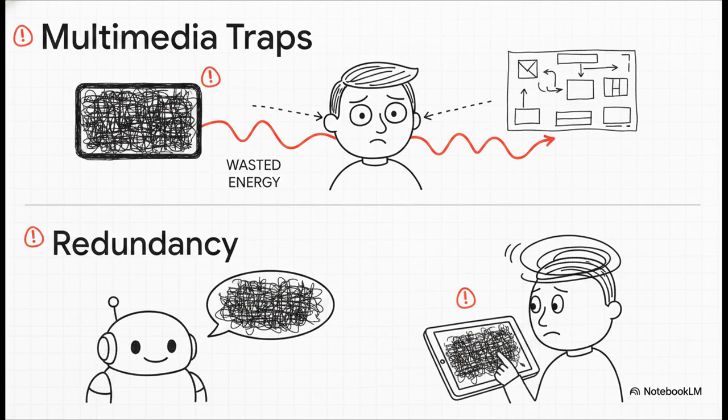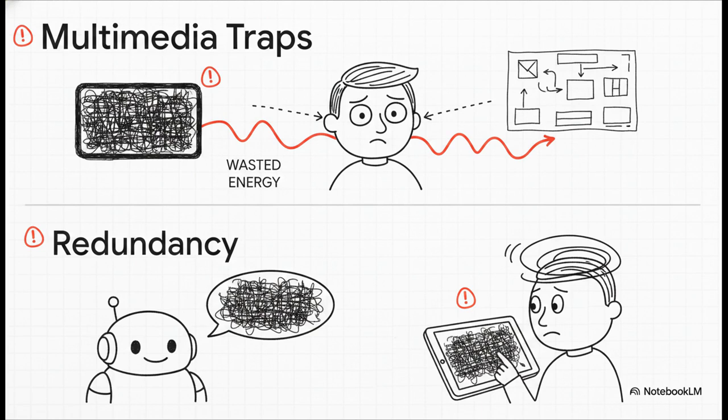This leads us directly into the multimedia learning traps that you really must avoid. First up is the split attention effect. This happens when you force learners to look back and forth, like trying to match text on one side of a screen with a complex diagram on the other. It's a huge waste of mental bandwidth.